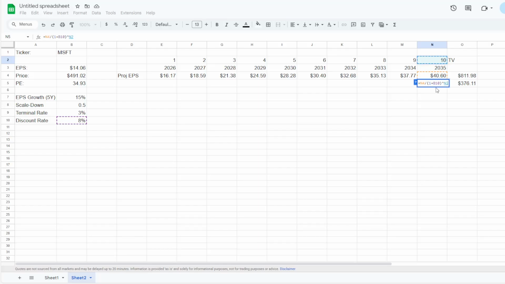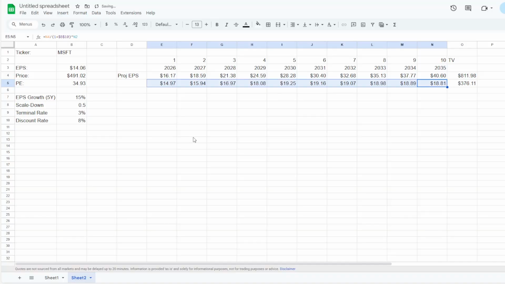Now, what do I not want to change? I don't want this B10 to change. I always want this to be 8%. So I'm going to put dollar signs in front of the B and in front of the 10. And we can see that $40.60 in 2030 is worth $18.81 in today's dollars. Okay. And we are going to scale this all the way back to year one.